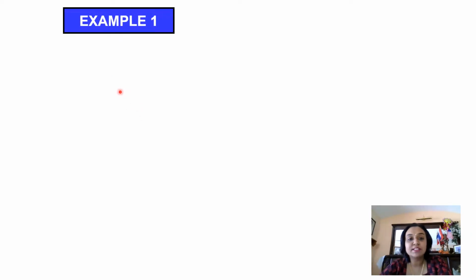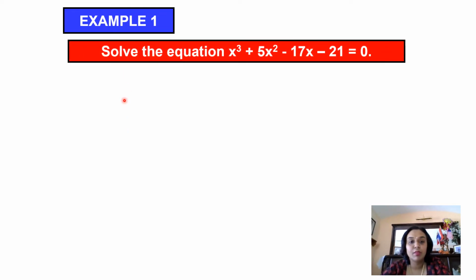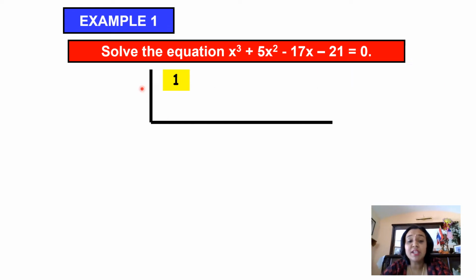Now let's look at some examples to actually solve the polynomial. Solve the equation x cubed plus 5x squared minus 17x minus 21 equals 0. This is a cubic equation which we need to solve. Obviously, before solving, we need to factorize this equation. Again, we can use the loom diagram to factorize the equation.